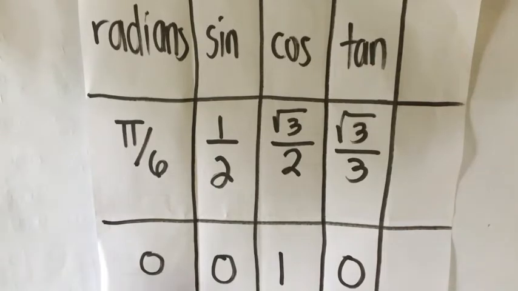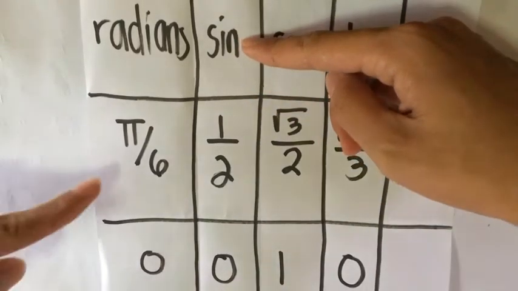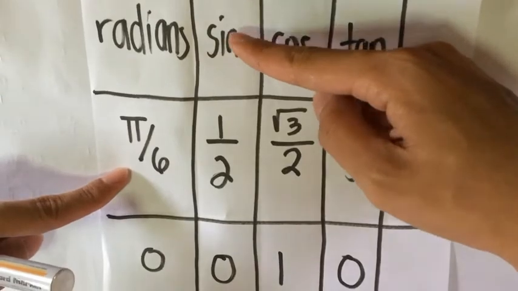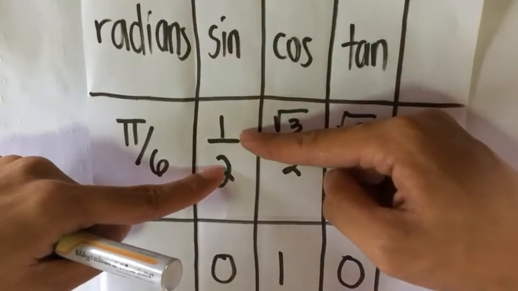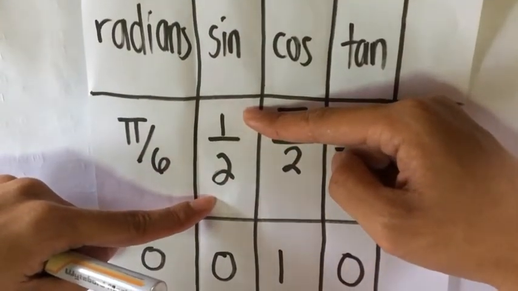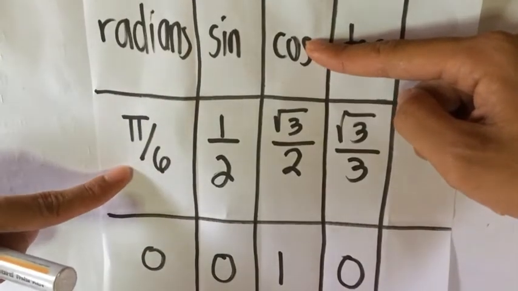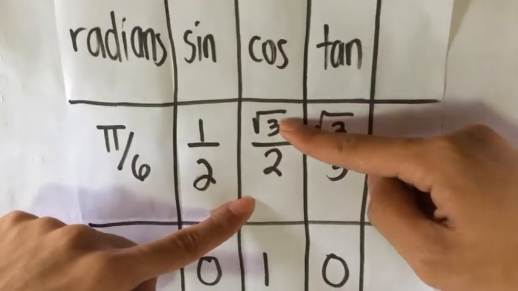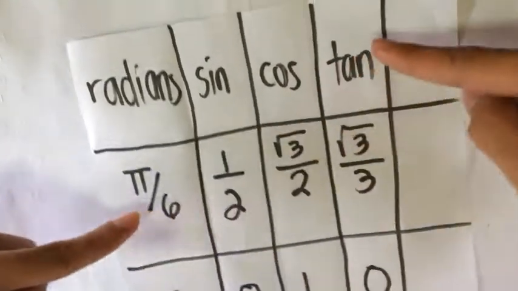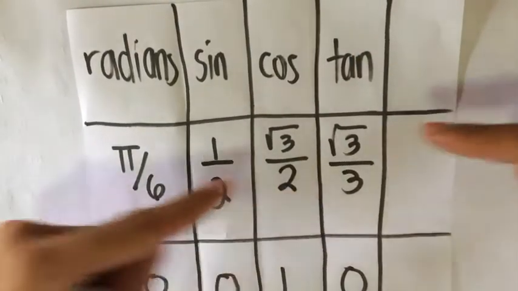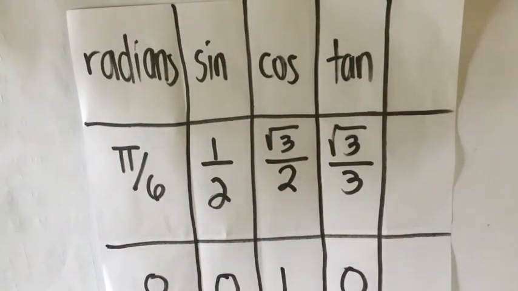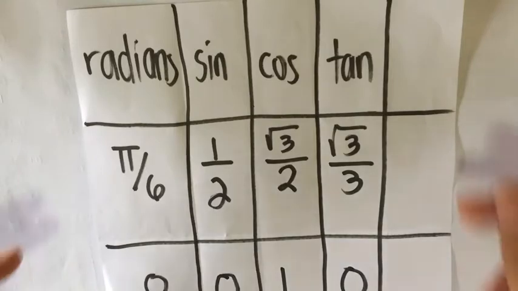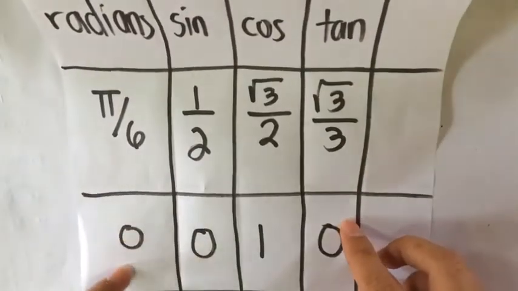This table is just like a multiplication table. You simply match what's in the column and what's in the row. Say for example, sine and pi over 6. Sine pi over 6 is equal to 1/2. Cosine pi over 6 is equal to square root of 3 over 2. And tangent pi over 6, that is square root of 3 over 3. Simple as that.